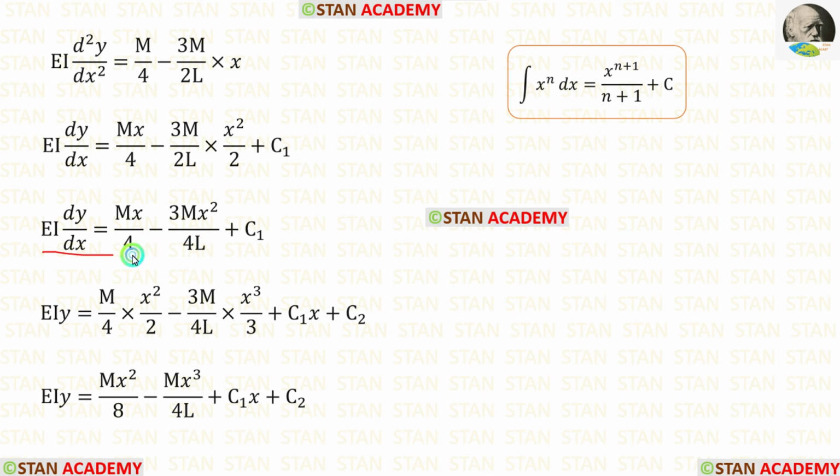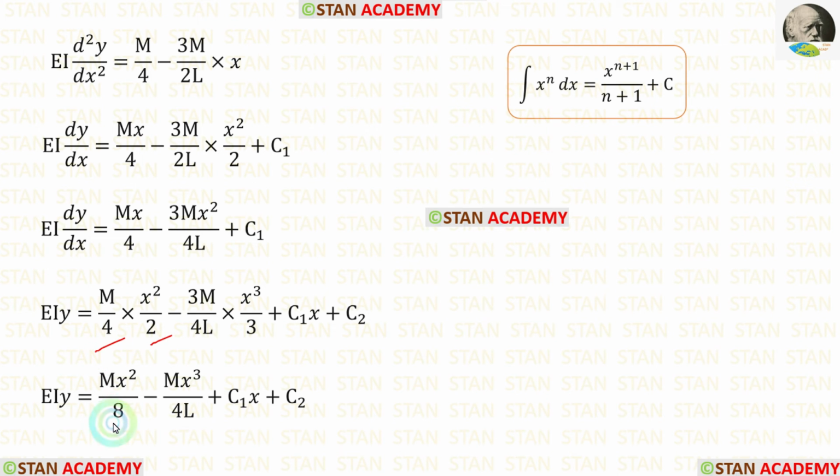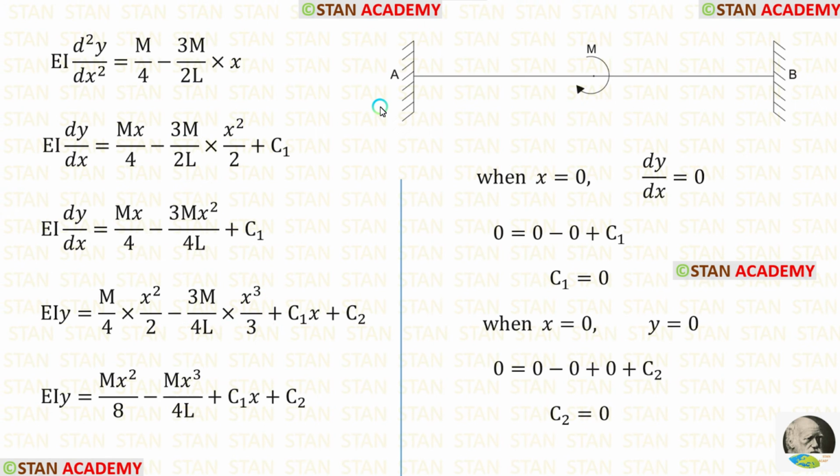Now let us integrate this equation again. When we integrate EI dy upon dx, we will get EIy. For integrating these, we can use the formula. After using the formula, we will get these. C2 is the new constant. 4 into 2, we will get 8. Then we can eliminate this 3 and this 3.